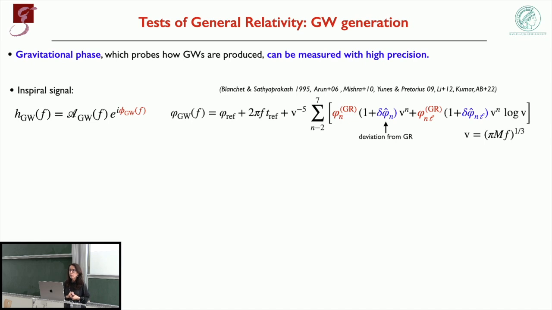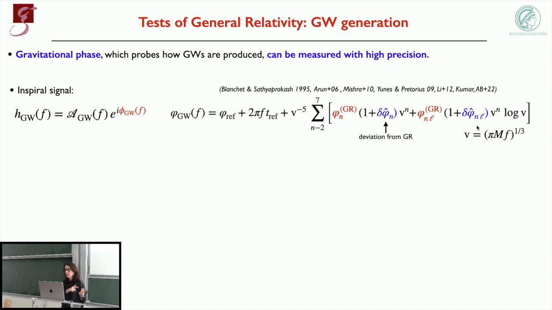The other example I wanted to give is a similar test, but of course with differences, to the so-called parameterized post-Newtonian test in our solar system, but now applied to the phase of the waveform. If you write the phase of the waveform in the frequency domain, you have an expansion in post-Newtonian order, in v to the power n. These coefficients, again in red, are the predictions from GR. They depend on the mass of the system, the spins, and then you can add deviations.